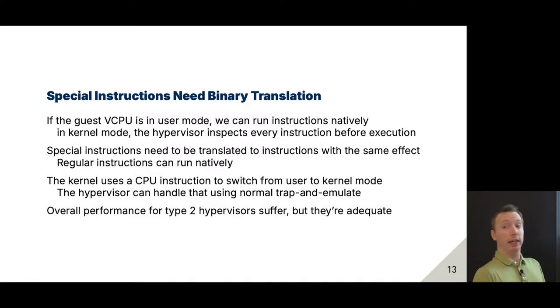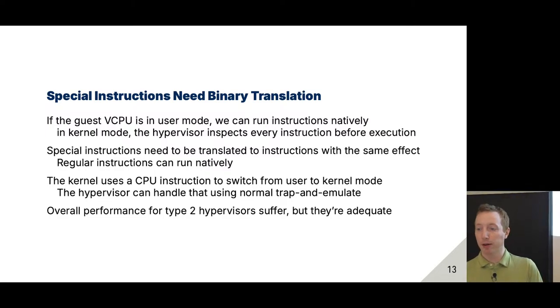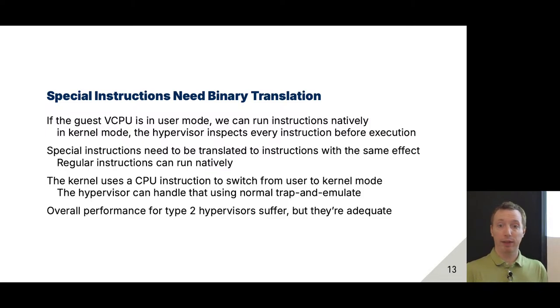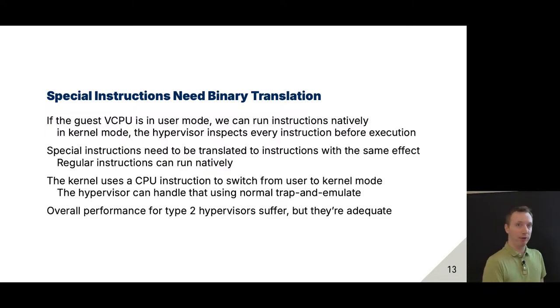So what they need is something called binary translation. If the virtual CPU is currently in user mode and I'm running user mode code in my guest, well, they both agree. They both think we are in user mode, so I don't have to handle anything specially. I can just execute it. If the guest thinks it is actually in kernel mode, then the hypervisor is going to need to inspect every instruction before it executes. If it's one of these special instructions, it needs to be translated to instructions with the same effect, and we have to simulate like we did before and update that virtual CPU.